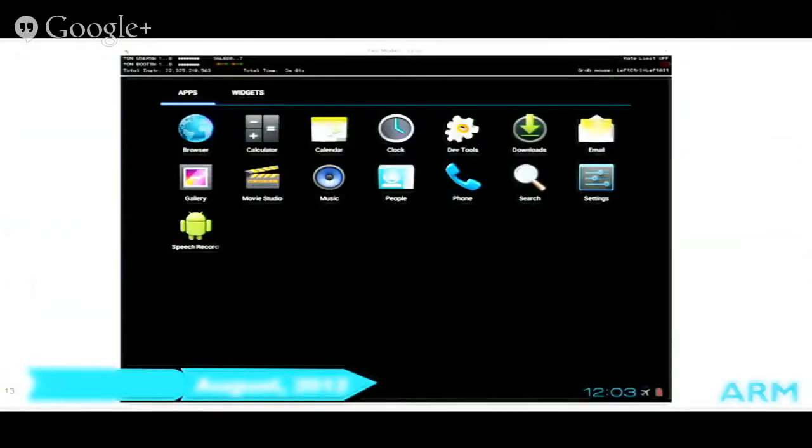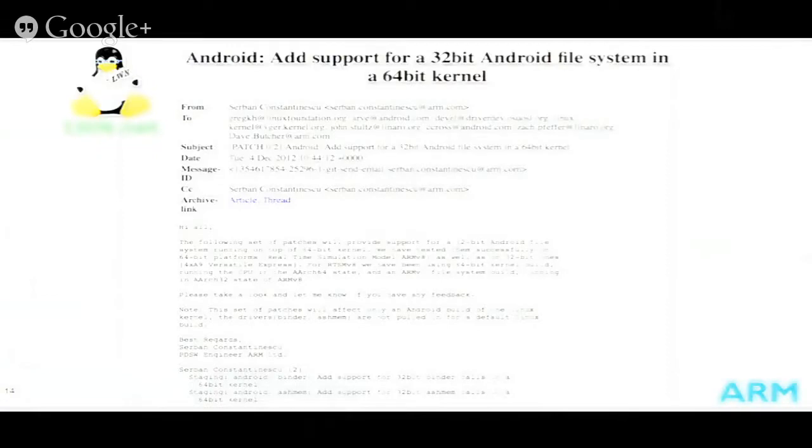Shortly after, in August 2012, we demoed at one of our internal conferences 32-bit ARMv7 user space working on a 64-bit AArch64 kernel. Following this, we posted the first set of patches to LKML. As far as I am aware, these are the first patches that support 32-bit Android user space on top of a 64-bit kernel.